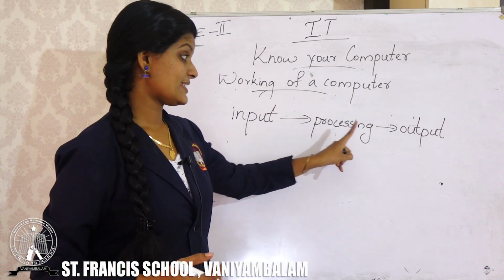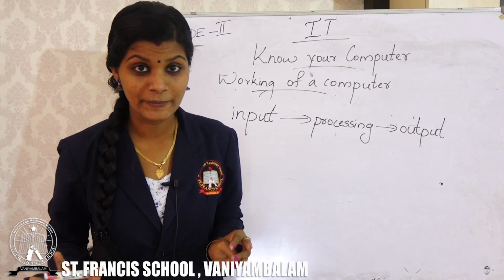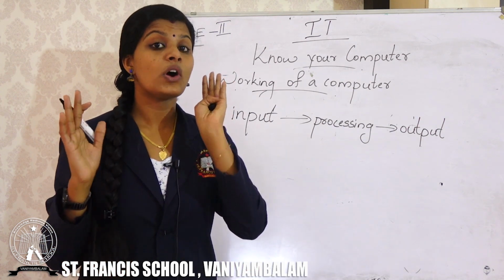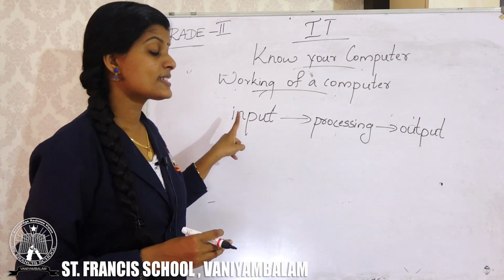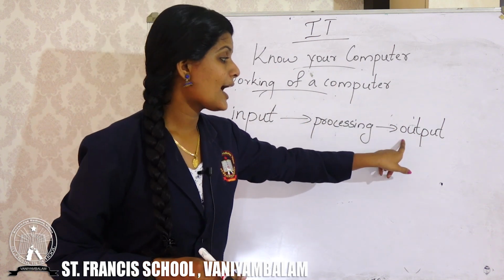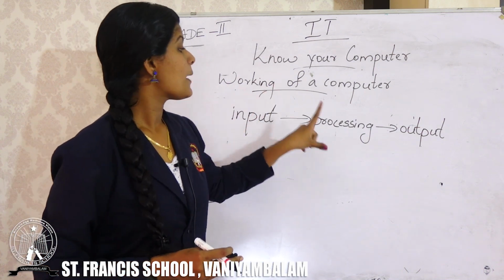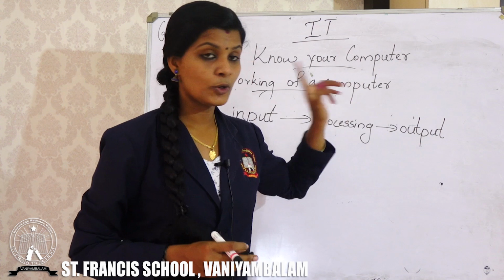So if the 3 steps are there, only a computer will work. Understood? There are 3 steps for working a computer, which is the first one, input, processing, output. Once again, input, processing, output.